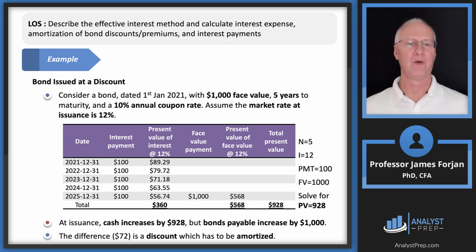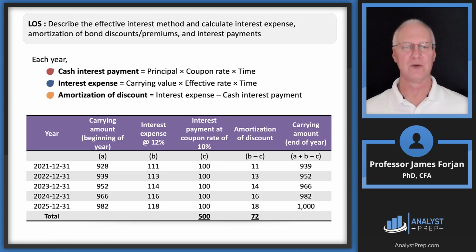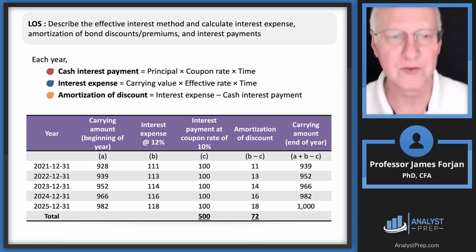All right, so what does that LOS say? Calculate interest expense and then interest payments and then the amortization. So let's go ahead and do the amortization here. All right, you ready for this table?